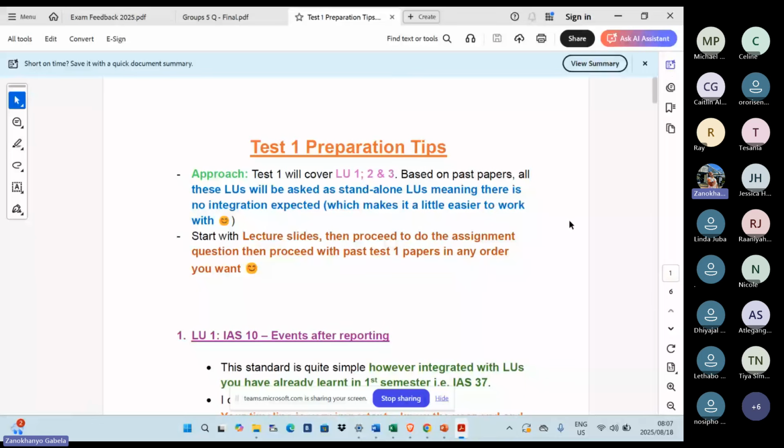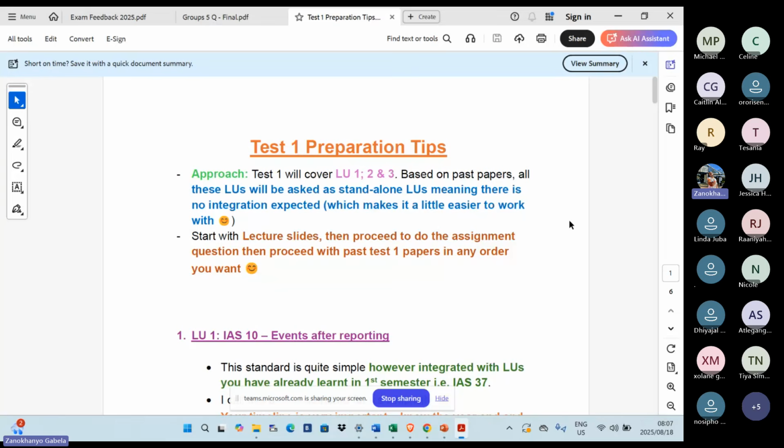However, we also need to note that there's a lot of content that we need to cover, particularly for learning unit two, which is revenue, IFRS 15. So we're going to go through all of these learning units, not in detail, but at a higher level. You're more than welcome to stop me during the session if you have any questions, because I'm not seeing any hands up on the Teams side.